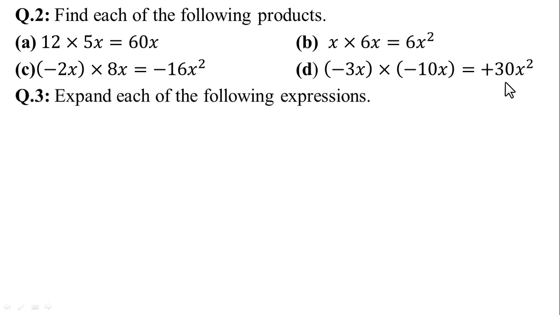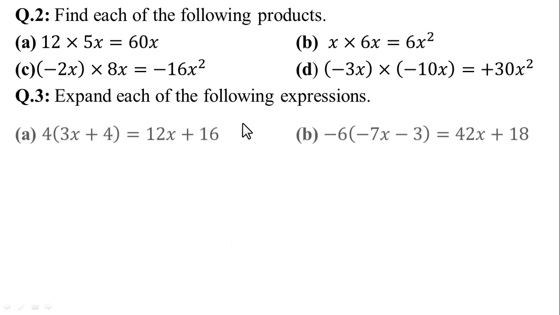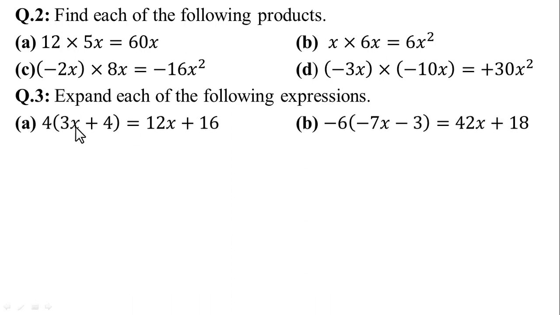In question number 3, expand each of the following expressions. In the first part, 4 into 3x plus 4. 4 multiplied by both values. So 4 threes are 12, 12x, plus 4 fours are 16. So the answer is 12x plus 16. Similarly, in B part, minus 6 into 7 minus 7x minus 3.